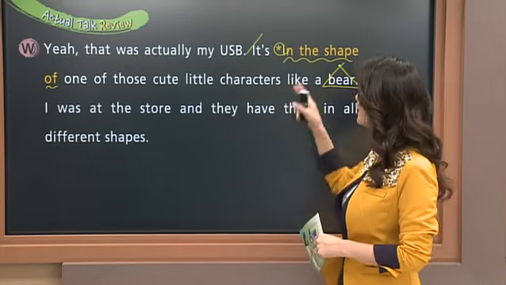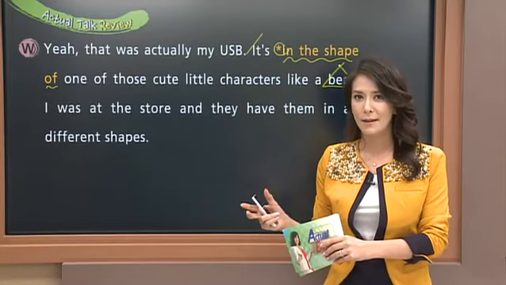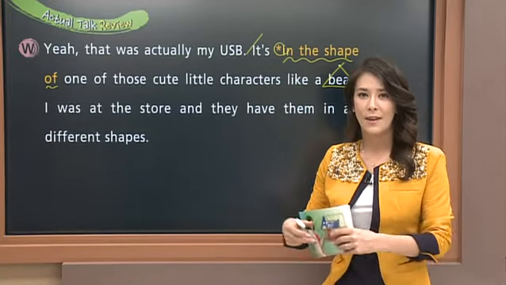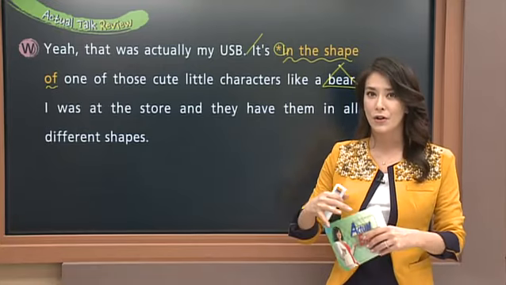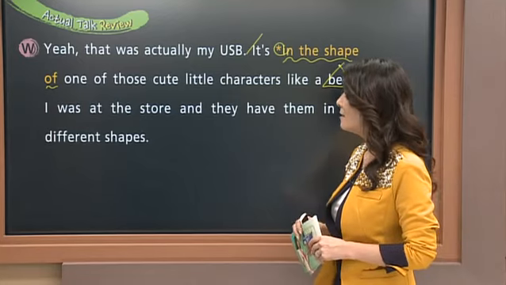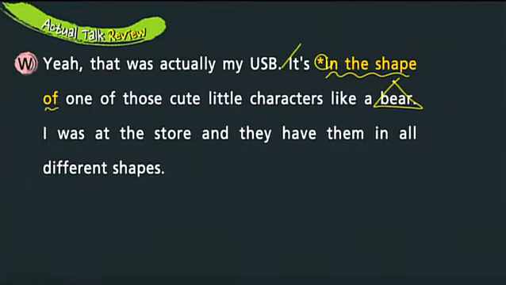If you say that something is in the shape of something, you are saying that it is designed to be a certain shape, okay? It is made in a certain shape. Okay, we'll be practicing this pattern later on. And then she says, I was at the store and they have them in all different shapes. In all different shapes, meaning in many, many different shapes.